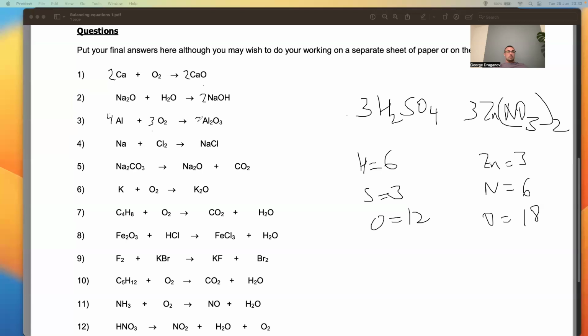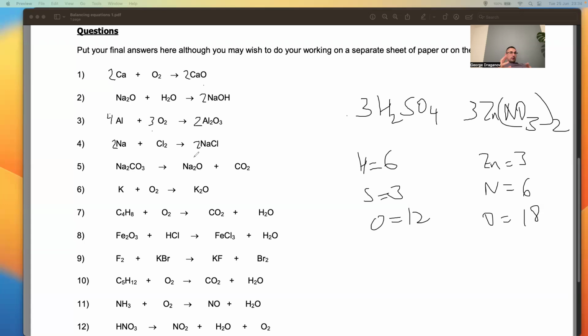And this will turn into 2, which makes 6 oxygens, 4 aluminiums, 4 aluminiums. Okay, next one, we have 1 sodium and 2 chlorines, but only 1 chlorine here. So I'm going to put a 2 to make 2 chlorines, but you now have 2 sodiums, so I'm going to put a 2 here. And that is the general way of balancing the equations. They can obviously be harder.